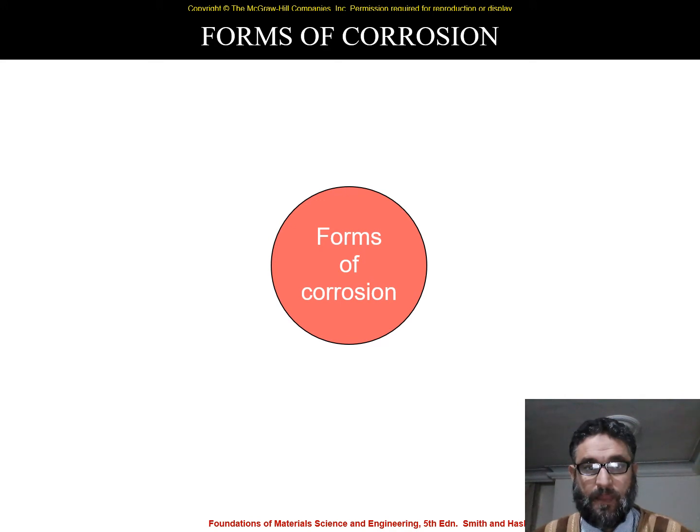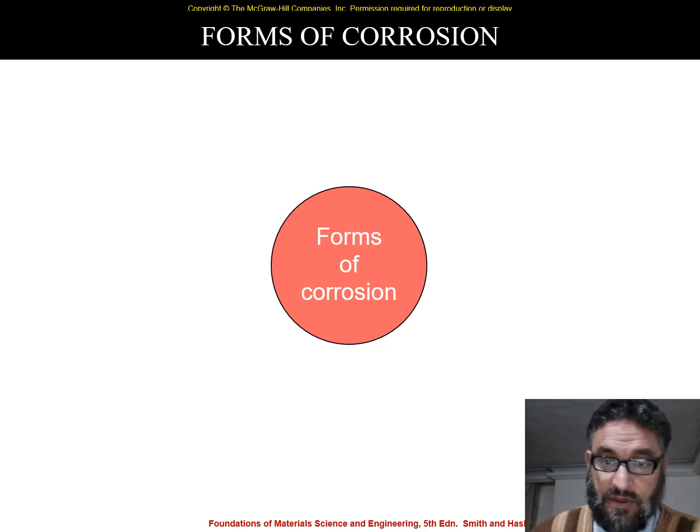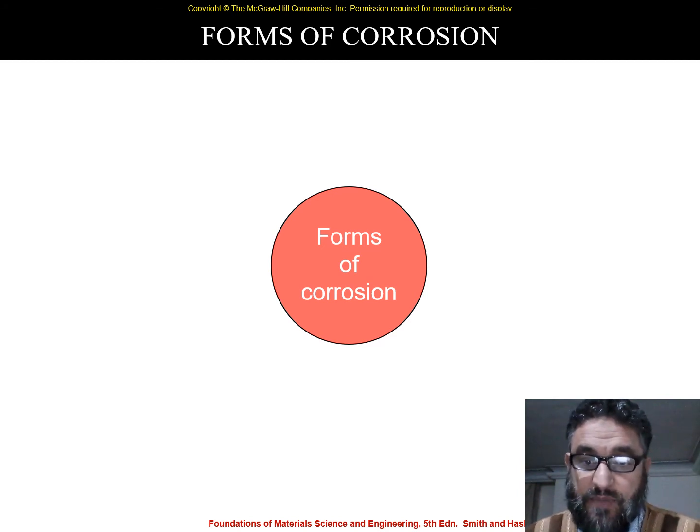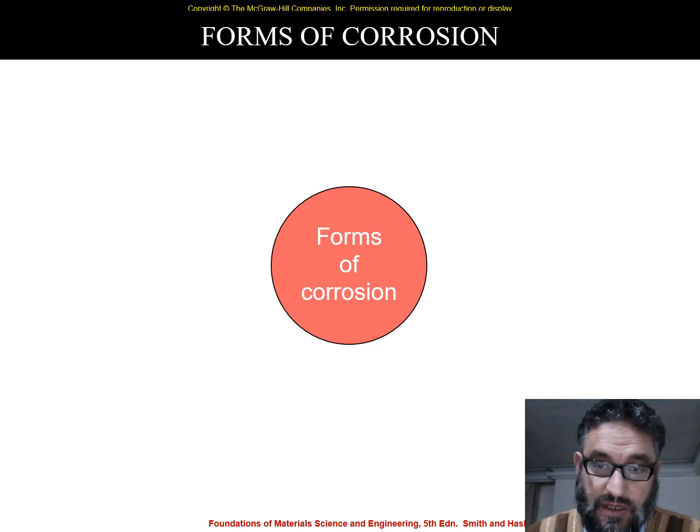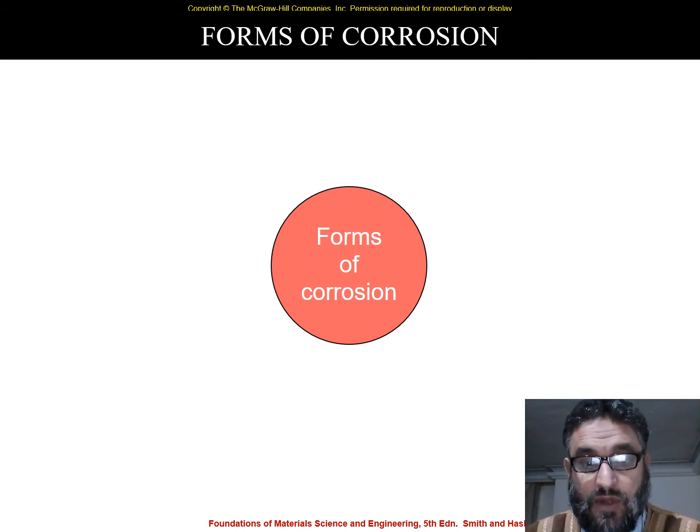After we have learned about the corrosion mechanism and the corrosion types, how the corrosion takes place and why the corrosion happens for metals, we review again the forms of corrosion.